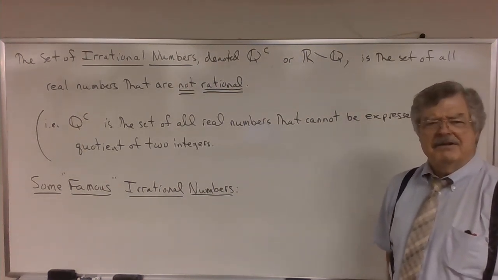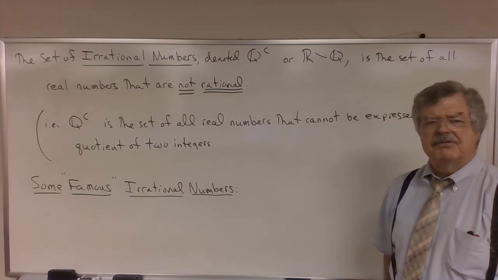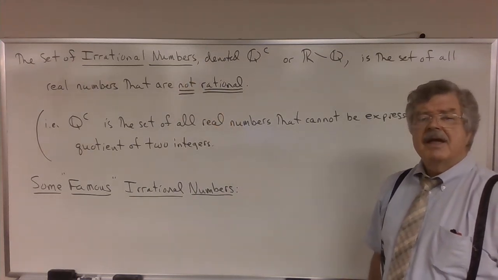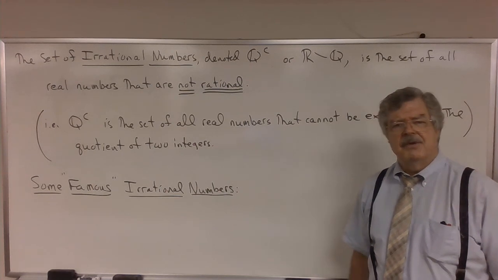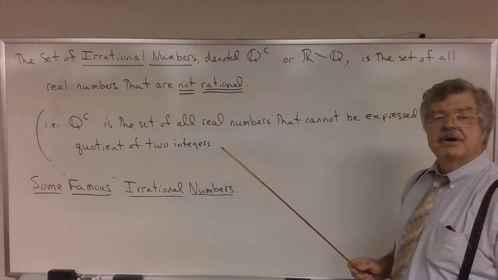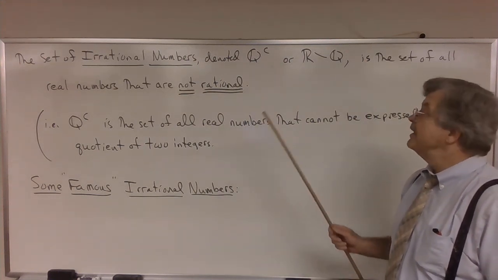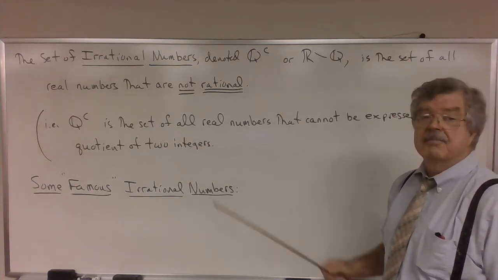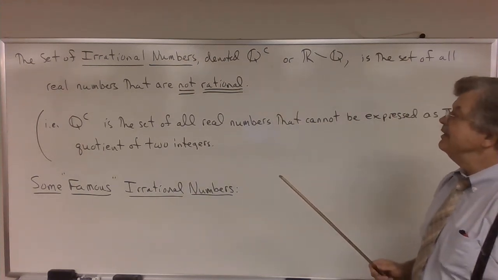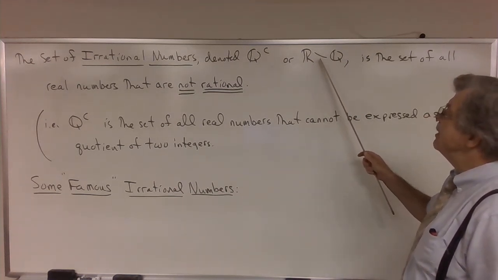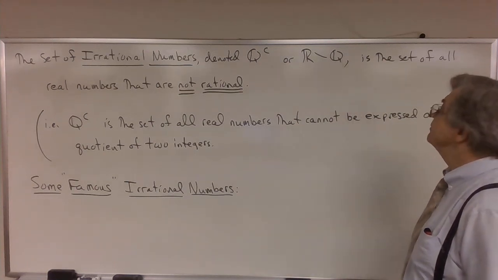Okay, we've neglected one set of numbers that we're going to work with quite a bit. The set of irrational numbers. And there are a few ways of denoting these. We can denote them as Q complement. In other words, in the set of real numbers, the irrational numbers form the complement of the rational numbers. We can also denote the irrational numbers this way: the set of real numbers minus the set of rational numbers.